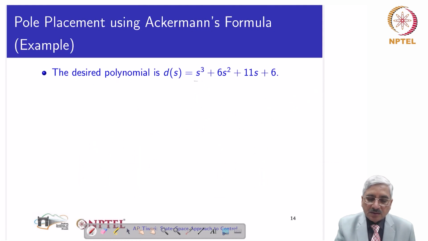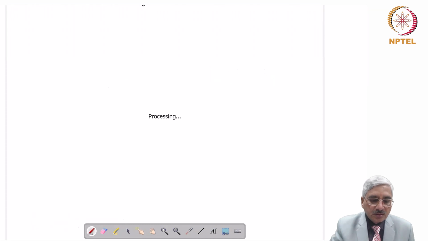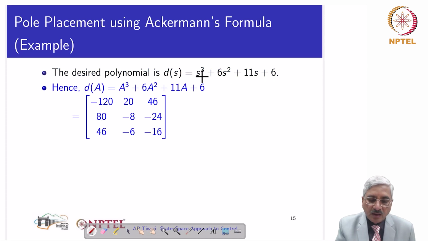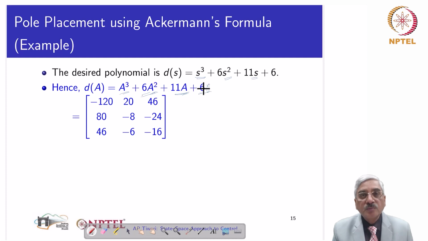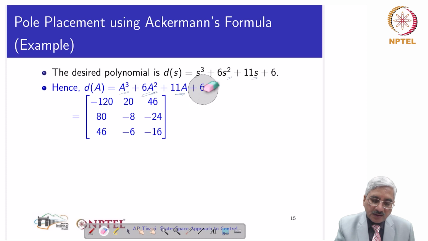Now this is the desired characteristic polynomial, and so the dA will be, in place of s cube we have A cube, in place of s square we have A square, so 6A square. Here A in place of s, so we have 11A plus 6 times identity. So dA equal to A cube plus 6A square plus 11A plus 6 times identity matrix.